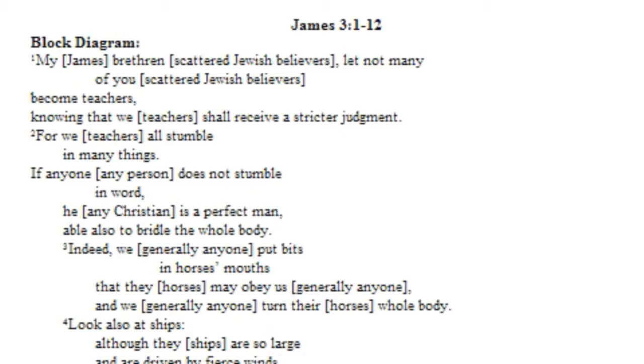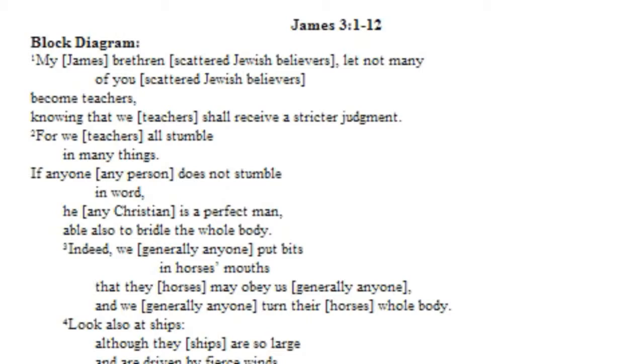So, my brethren, let not many become teachers, knowing that we, now who's the we speak to? Well, it speaks to teachers. It's not James and whoever he's writing with. He's speaking to the teachers. So you see how just looking at the context helps us. So we teachers shall receive a stricter judgment. For we, and actually the for we should have been indented, because for is a preposition. For we, the teachers, so that should have been indented, all stumble in many ways.